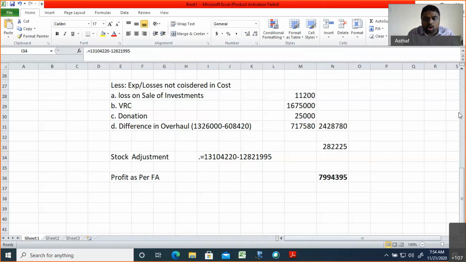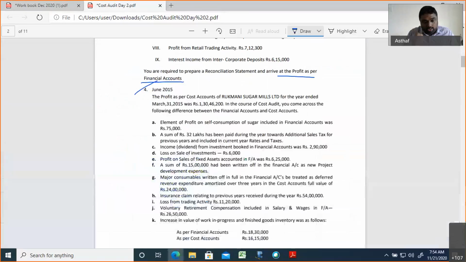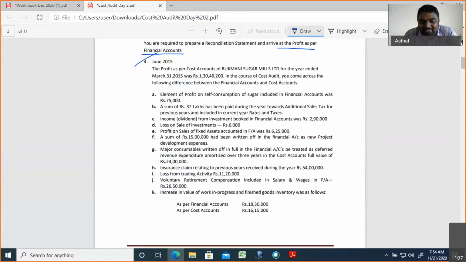Okay. So the stock adjustment is very interesting. Be very clear. So we will do one more question, so you will get more clarity on stock adjustment. See this question number 4.